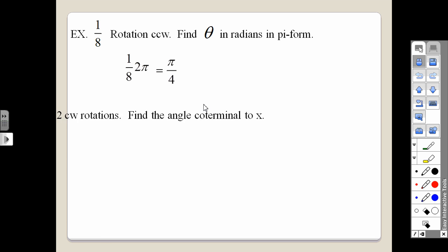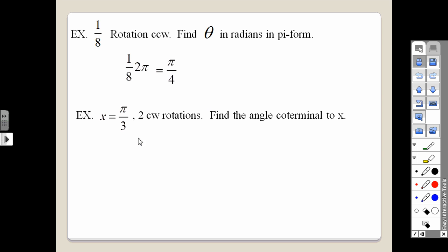Okay, next. Remember this question where they give you, this really should have been theta, whatever. They give you an angle in radians, and they want 2 clockwise rotations, and you need to find the angle that's coterminal to it. So if you recall how we used to do this problem, we would take care of our rotations first, and then add our angle. So 2 clockwise rotations, that's in the negative direction. 2 times a negative 2 pi, and then we add our angle, which is pi over 3.